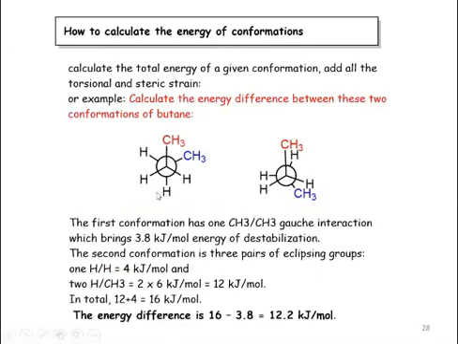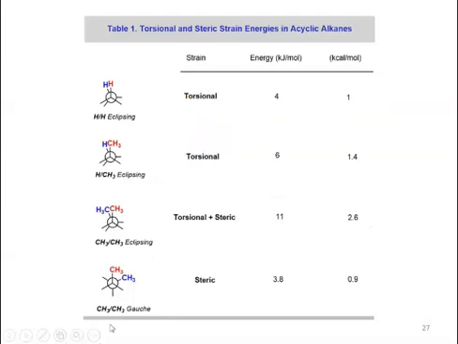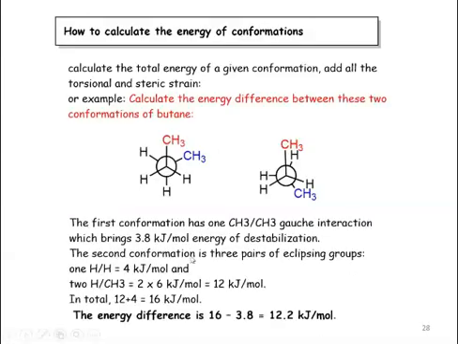Now, based on these experimental values, let us see how we can find the energy associated with each conformation. Let us calculate the energy difference between these two conformations of butane. If we observe the first conformation, it has CH3 in gauche orientation. What will be the energy associated with this interaction? The CH3 gauche interaction is associated with 3.8 kilojoule per mole, which brings destabilization. When we talk about the second orientation, here we can see there is CH3H eclipsing.